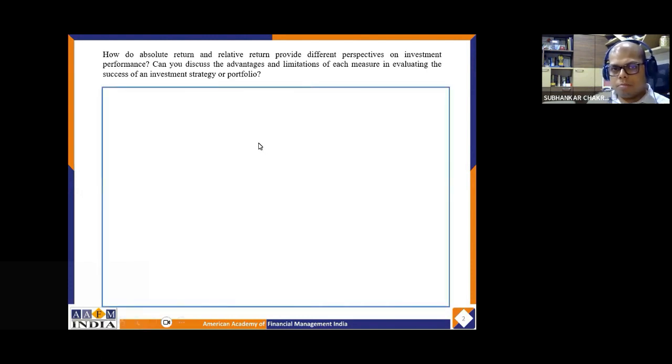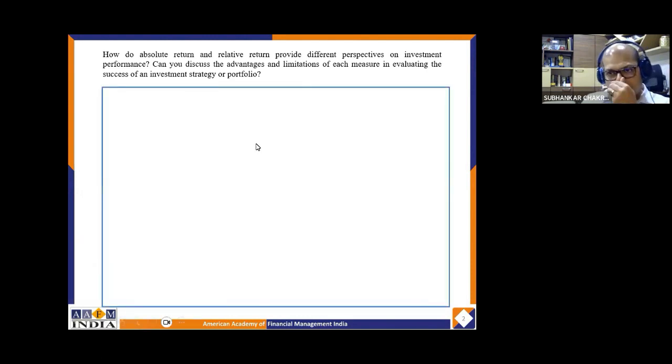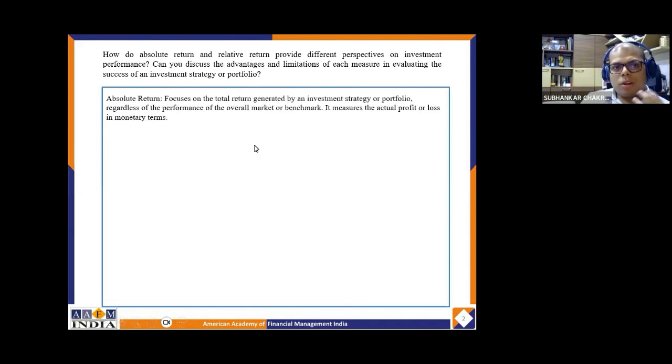Now, before we go to the discussion part, let's understand what absolute return is. Absolute return basically focuses on the total return generated by the investment strategy or portfolio. This is regardless of what the benchmark is doing, what the market is doing, what the market scenario is, and how volatile it is. It is not considering any of it. It is just measuring the profit or loss in monetary terms.